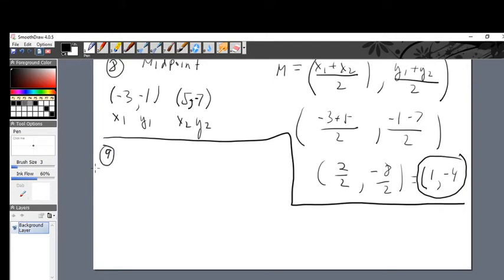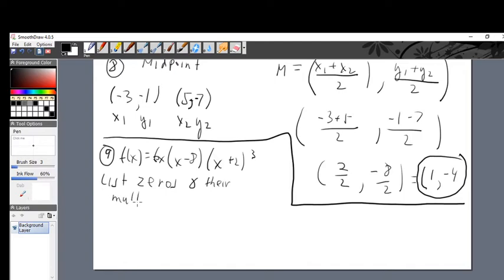Here we go. What if you have, and this is going to sound fancy, f of x is equal to 6x times x minus 8 times x plus 2 cubed. It's going to turn into an easy problem. I think you'll agree with me. But it's going to sound fancy. Okay, what do they say? They say list the zeros and their multiplicities.